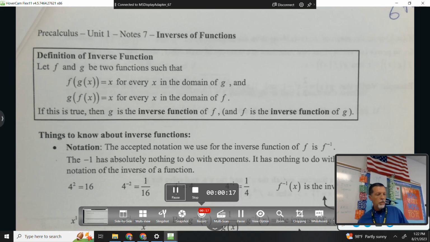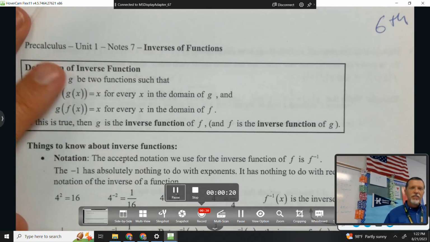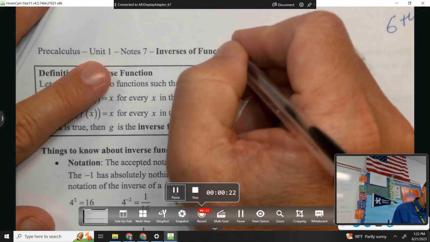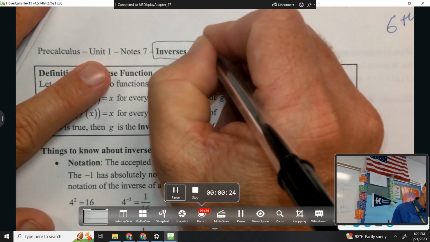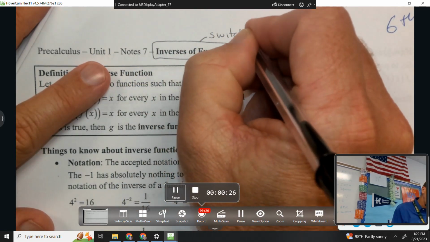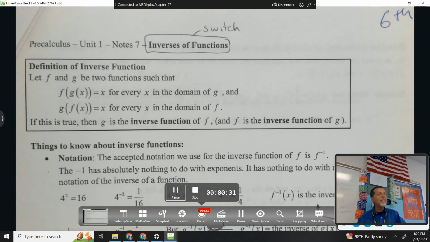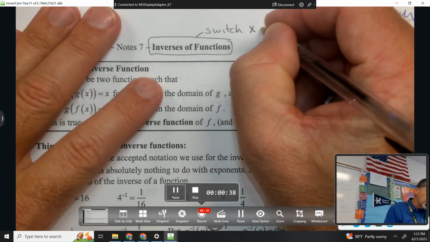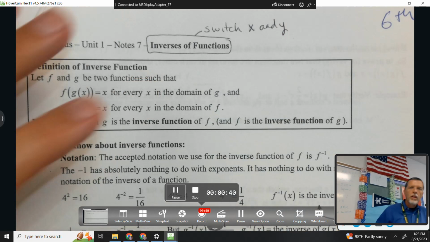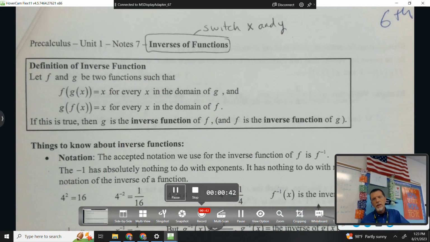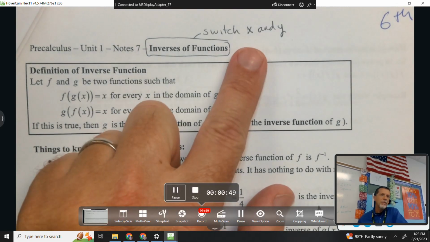Okay, Unit 1, Note 7, inverses of functions. This is oversimplifying, but there's really only one main idea with inverses, and if you get this one idea down, it sort of applies to everything we do with inverses. And that is: switch x and y. You'll see what I mean, because we're going to do quite a few different things, but they all come back to switching x and y.